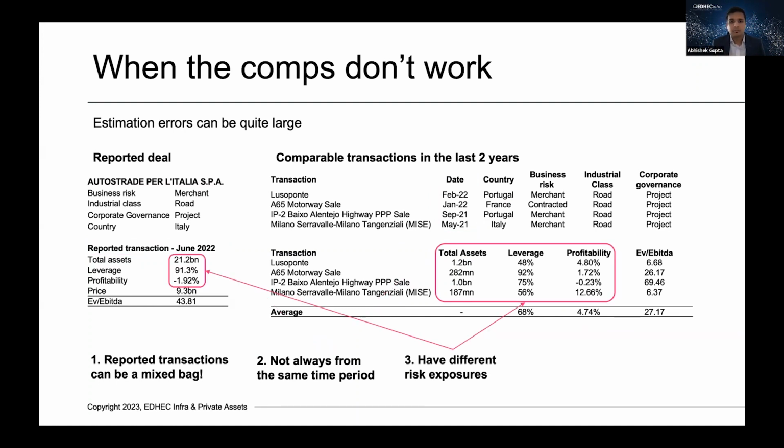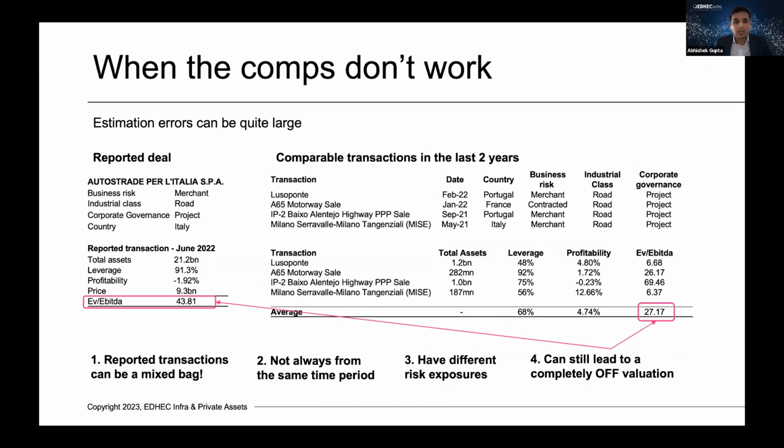And then perhaps the most important thing is the risk exposure. So, I mean, the reported transaction we are considering is 21 billion, but if you look at the comps, nothing is even close to that. We have a range of 180 million to 1.2 billion, which doesn't even come close to the asset under consideration. So now these factors enhance the problem that what you're looking at is completely different from what you have seen in the market recently. And as a result, the valuation that you arrive at using these comps can be quite far off from the reported transaction.